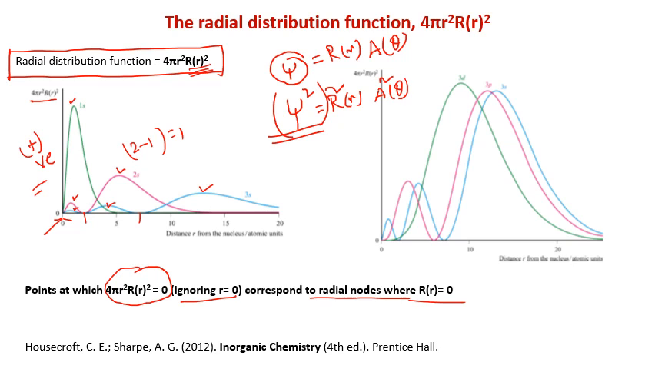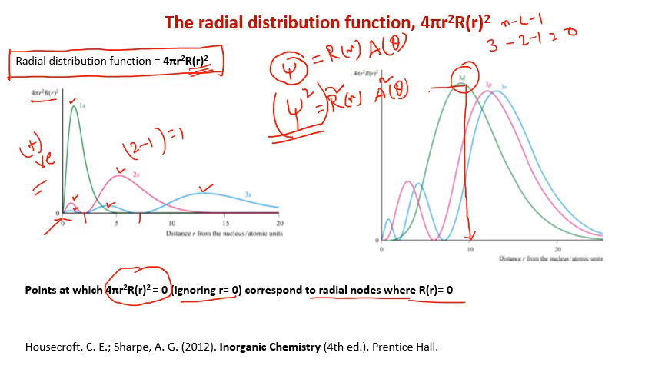Similarly, for 3d orbital, you can calculate the nodes: n minus l minus 1, which is 3 minus 2 minus 1, so basically 0. For 3d orbital you can see there is no node, it basically starts from 0 and there is only one maxima, at this point.